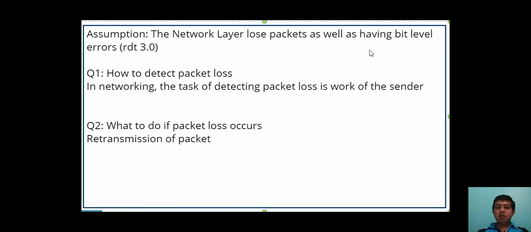So the main question has been answered: how to detect packet loss, and what to do if such packet loss occurs, which is retransmission. I detect it if I do not receive an acknowledgement within a particular time, basically the round trip time plus some duration. If I do not receive an acknowledgement within that time, I retransmit the packet. Now this will introduce something new also. Say my round trip time is 40 milliseconds and I have set my timer to 50 milliseconds.